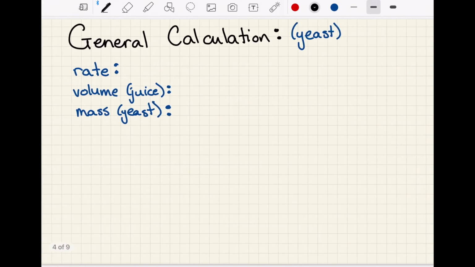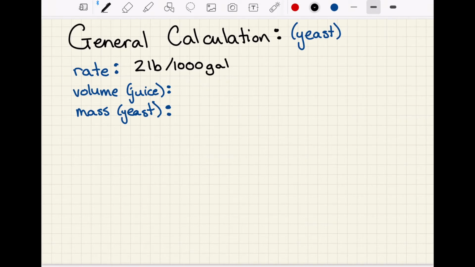Firstly, I'd like to do a general calculation where we don't know the volume of juice, but this is a calculation you could file away in your back pocket and bring out at any time that you want to do an inoculation. You can just plug in the amount of juice. And so the rate, which we would typically find on the side of the package for yeast inoculations, is going to be 2 pounds per 1,000 gallons.